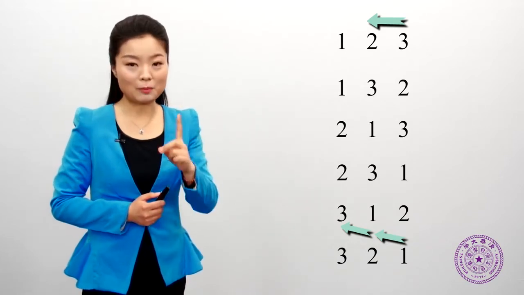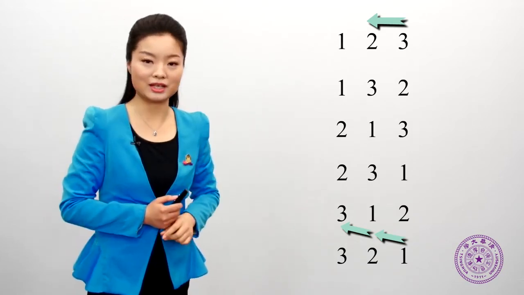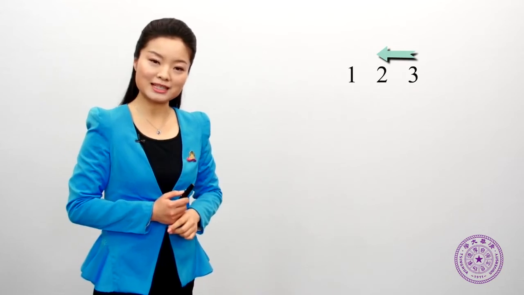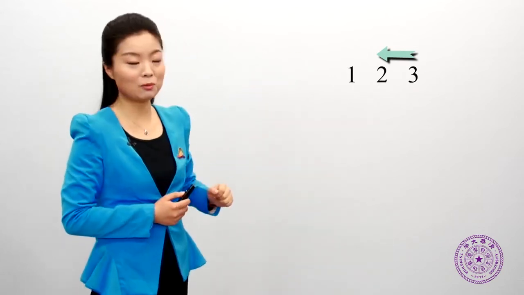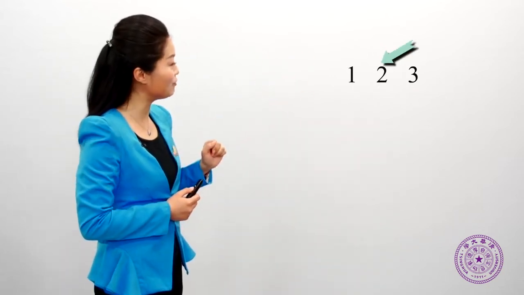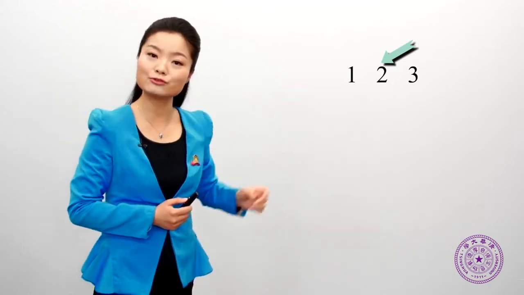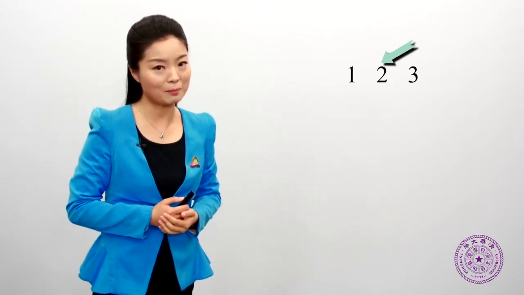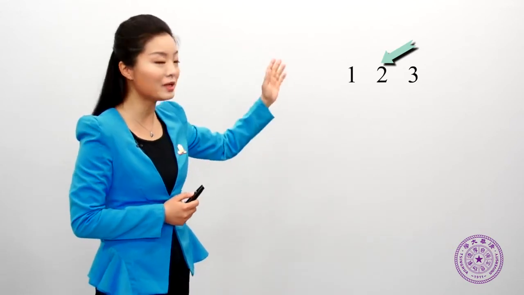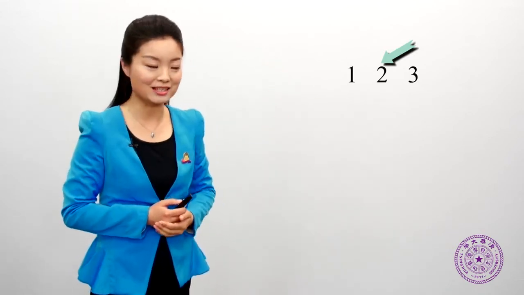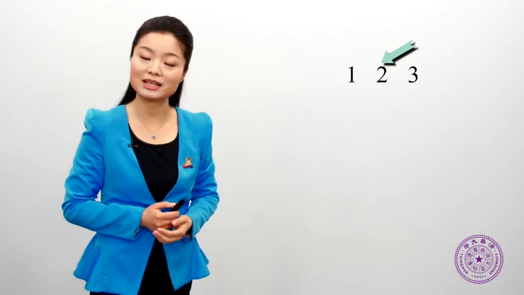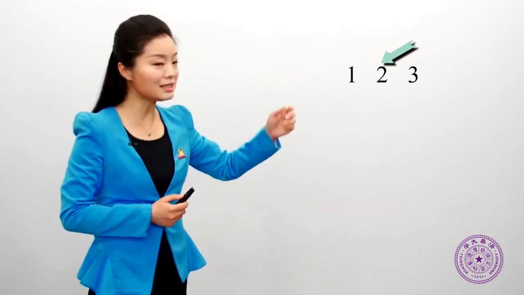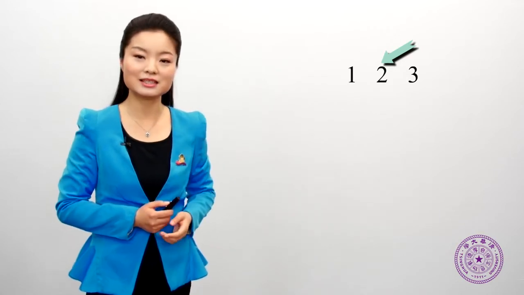When finding the first descending position, for example here, 1, 2, 3, we scan from right to left and discover that 2 is the first descending position. So what should we do then? We could increase 2 a little bit. This means that we could exchange 2 and a larger number on the right. Here we exchange 2 and 3 to get a new permutation, which is 1, 3, 2.